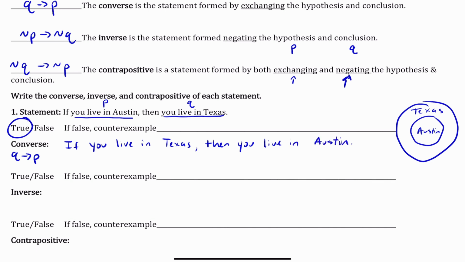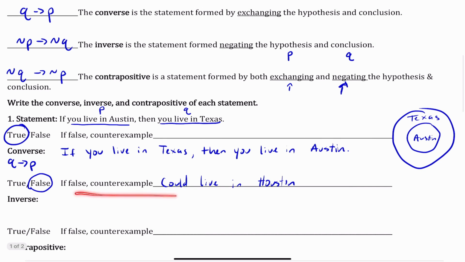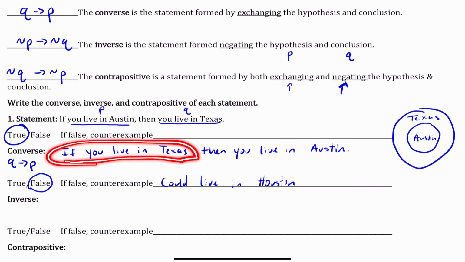Now, let's go ahead and take a look at this sentence right here. If you live in Texas, then you live in Austin. So if you live in Texas, does it mean that you strictly live in Austin? No. That's false, because you could live in Houston. And this is how I want you to think about it. When you're writing your counterexample, you first want to assume that the hypothesis is true. This is now your hypothesis.